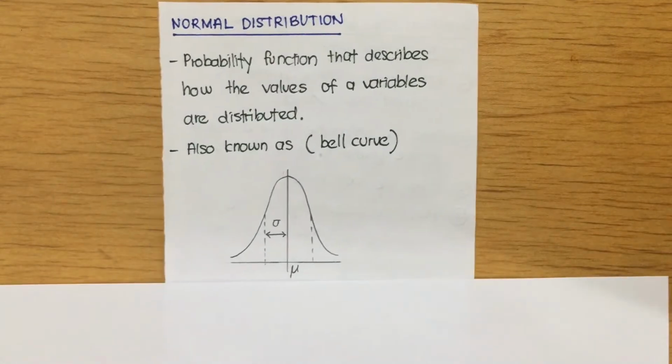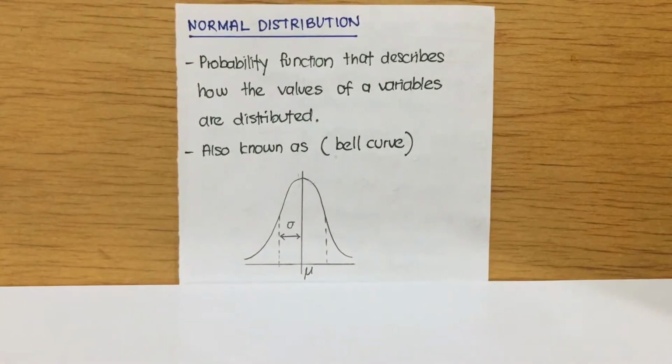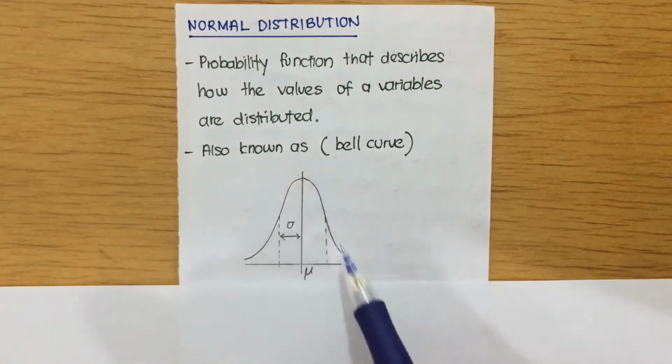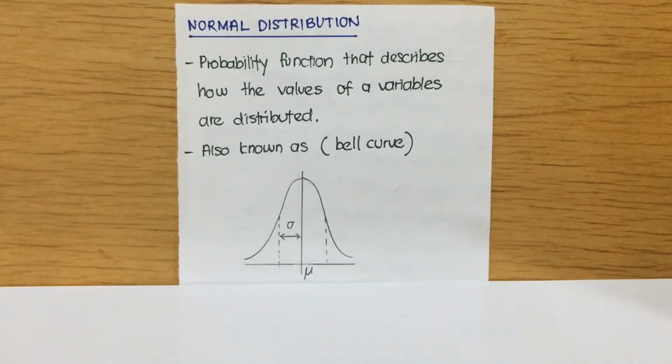Alright, let me start to discuss the normal distribution notes now. What is actually a normal distribution? A normal distribution is a probability function that describes how the values of a variable are distributed, and it's also known as a bell curve. Since the graph looks like a bell shape, most of the time you'll call it a bell curve. It's easier than calling it a normal distribution. So this is how your graph looks like.